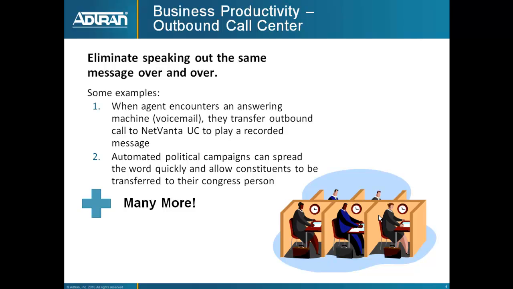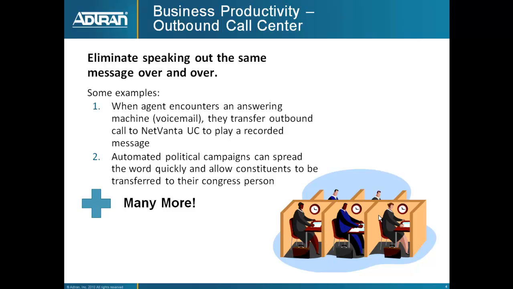In a call center, agents are often faced with the task of speaking out that same information over and over again. For example, when they call somebody and it hits an answering machine, they're going to have to speak out that audio exactly the same way every time with the exact same enthusiasm. Why not have them transfer the call to the NetVanta UC service that detects when that answering machine has finished playing its audio, and then the NetVanta UC system delivers that recorded message exactly the same way every time, thus eliminating that redundant task from your team and allowing them to continue on to the next caller.